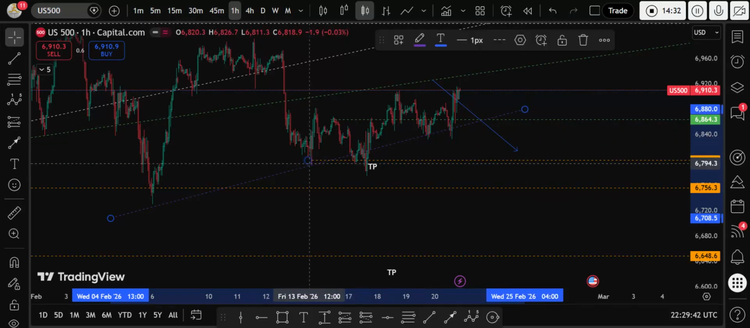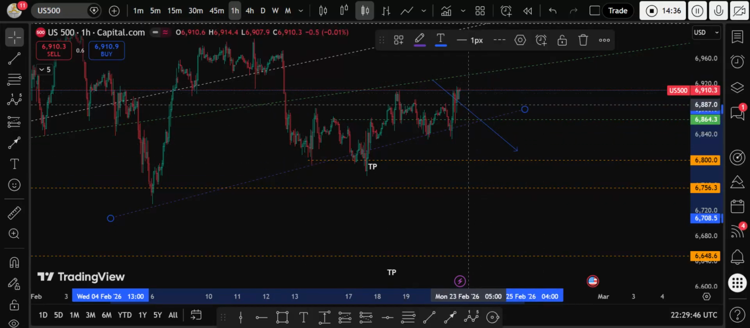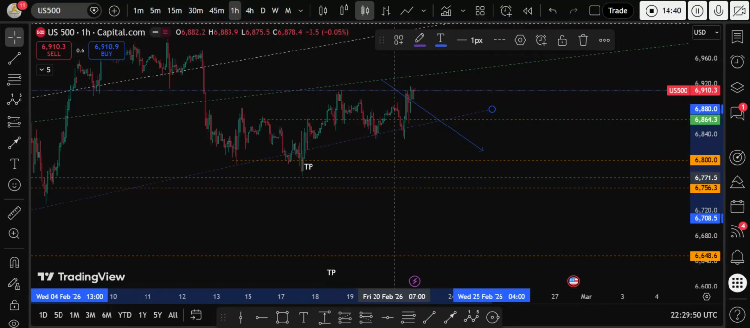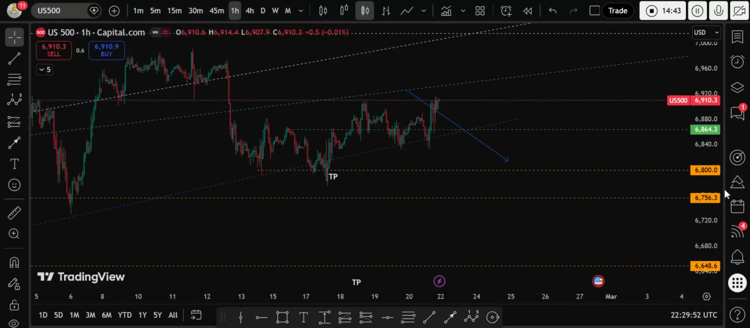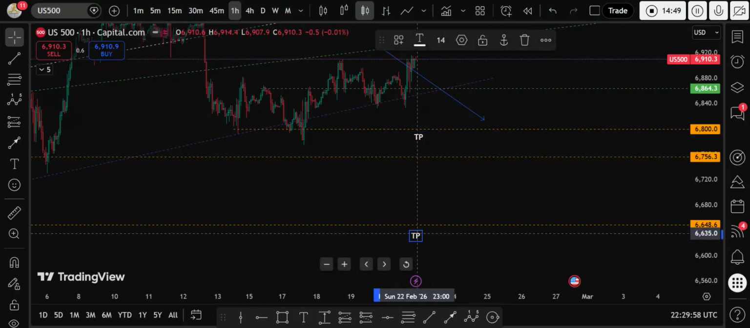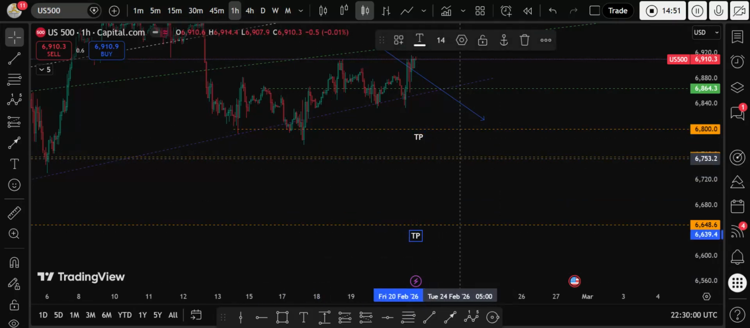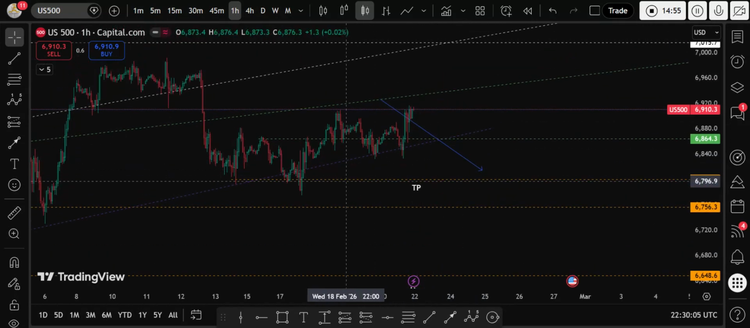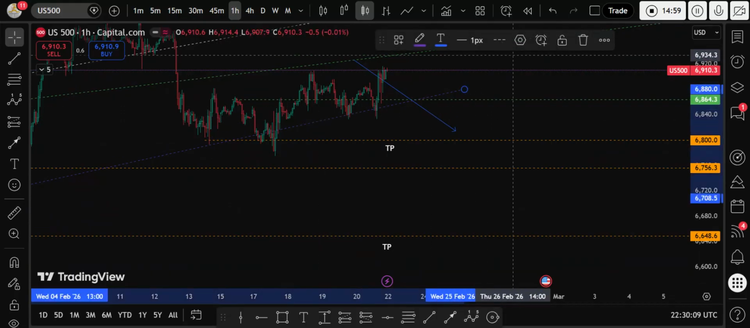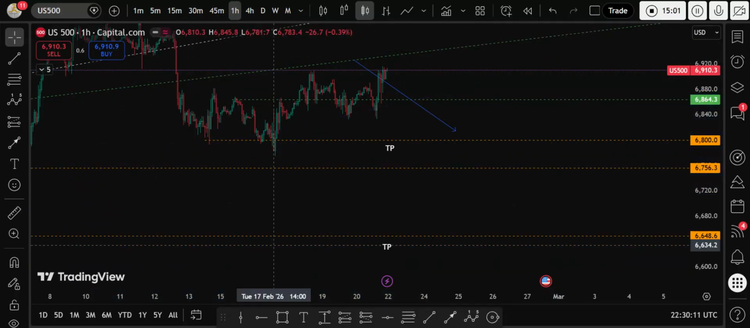So as you can see, it will give us a consolidation to the downside and we move downwards. Okay. So our first TP, as you can see, is here and here. First, second, then the third TP. Okay. So this is what I'm seeing right now. Let me just remove the trend line.